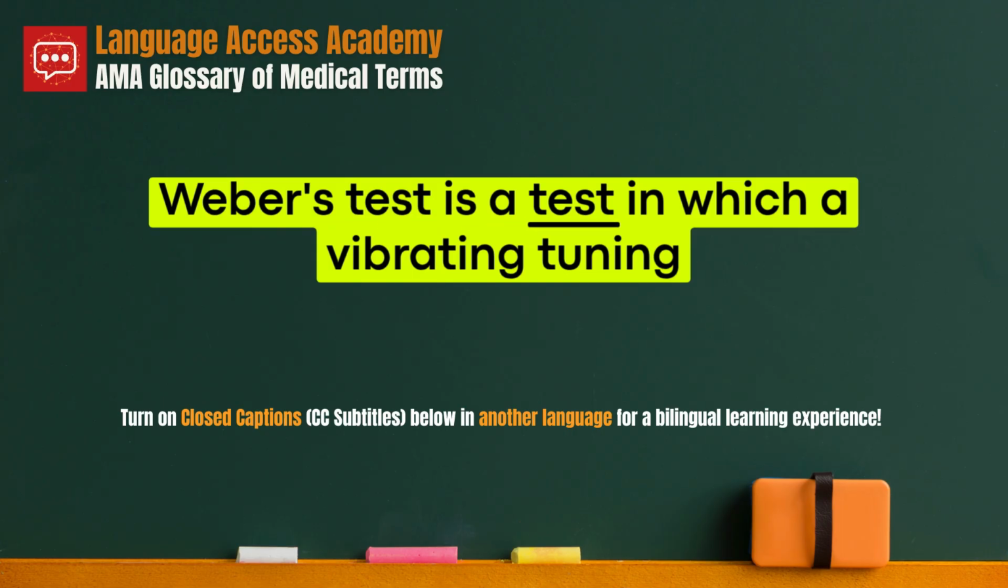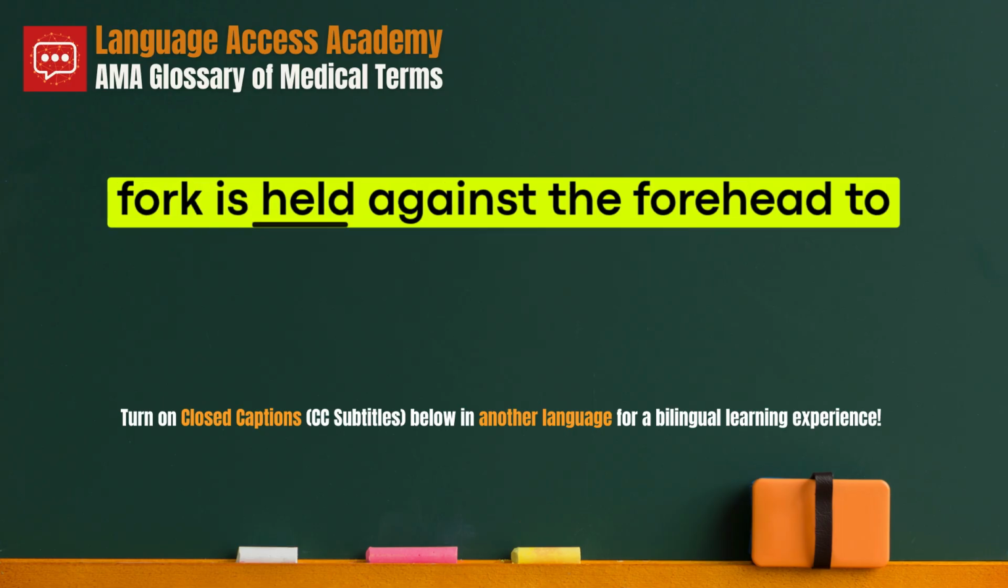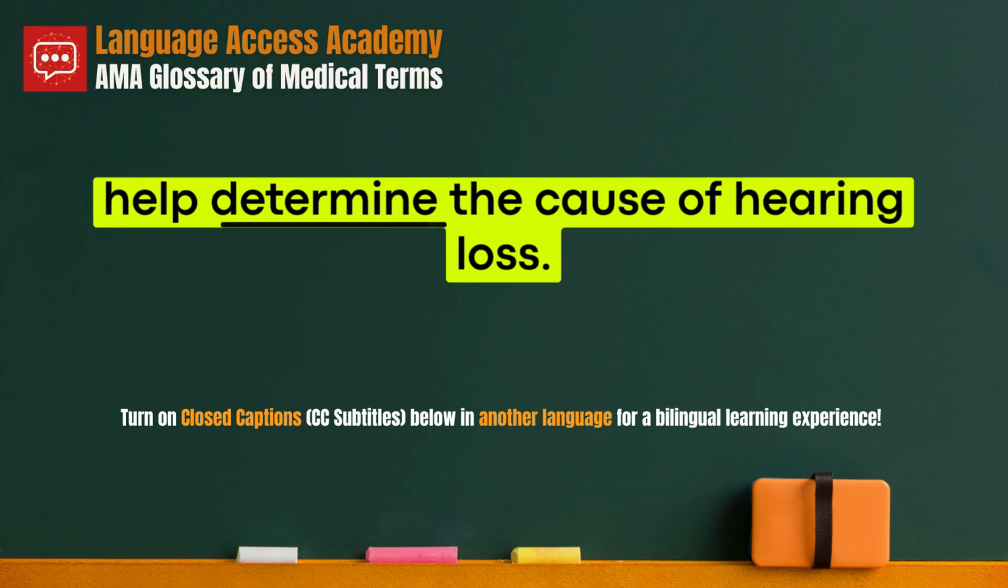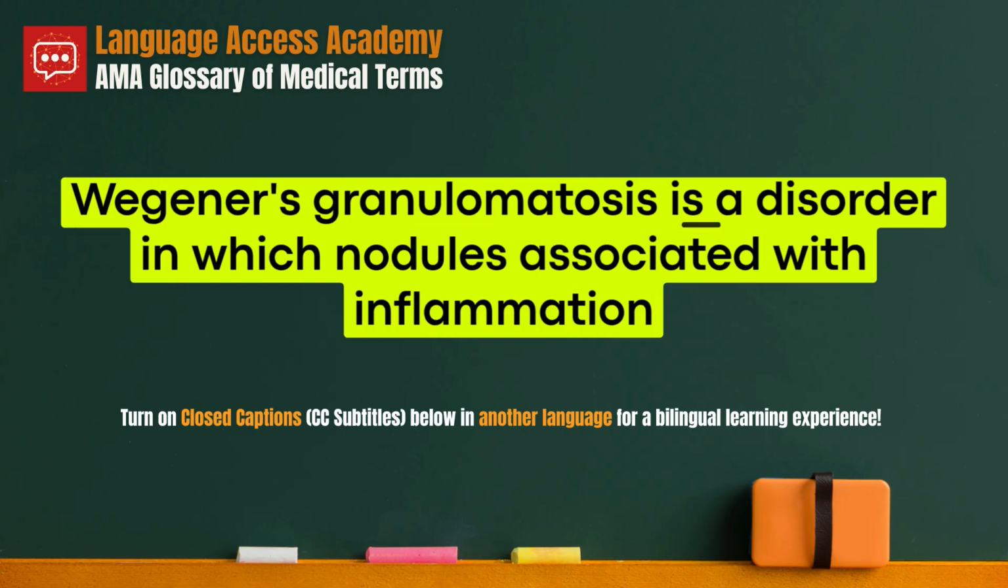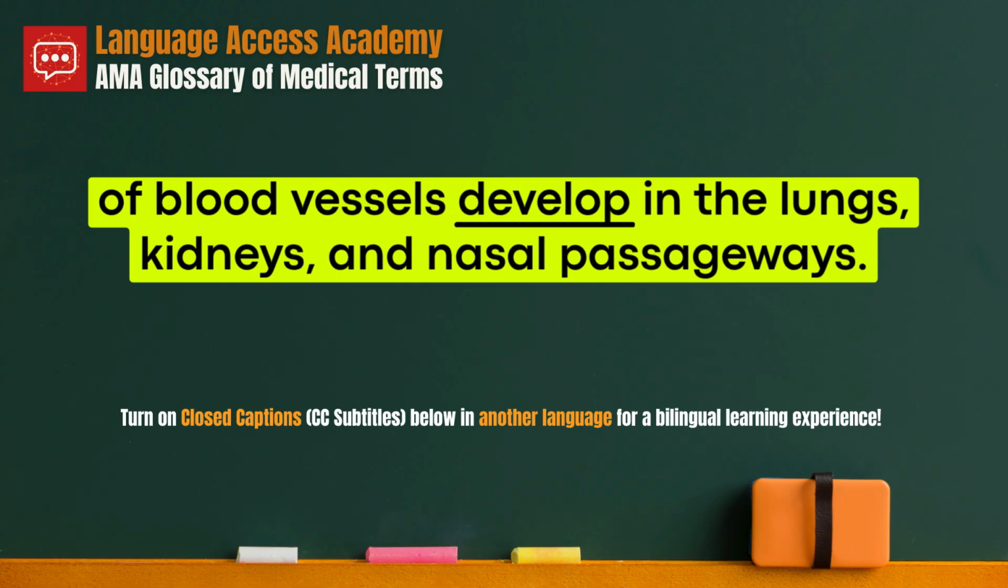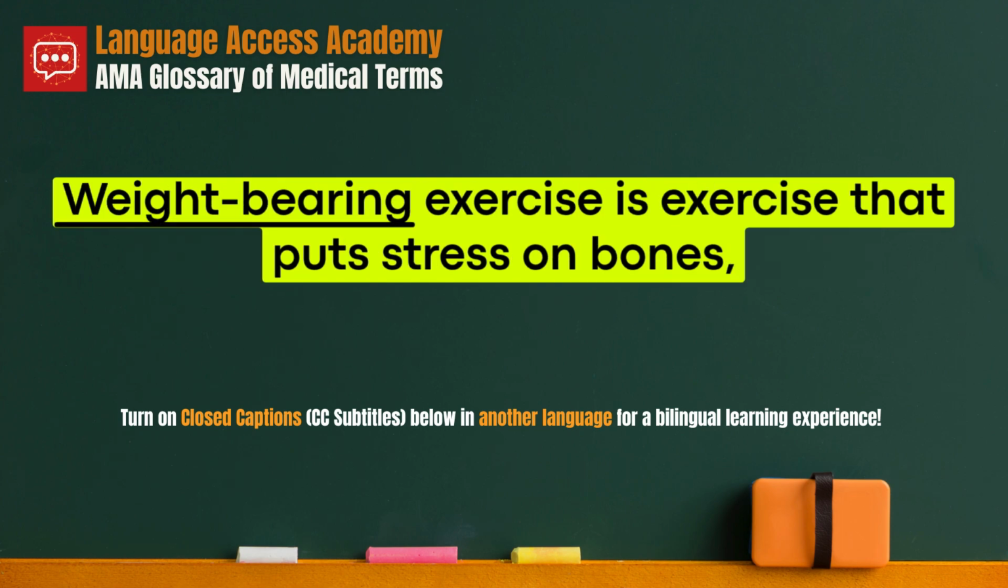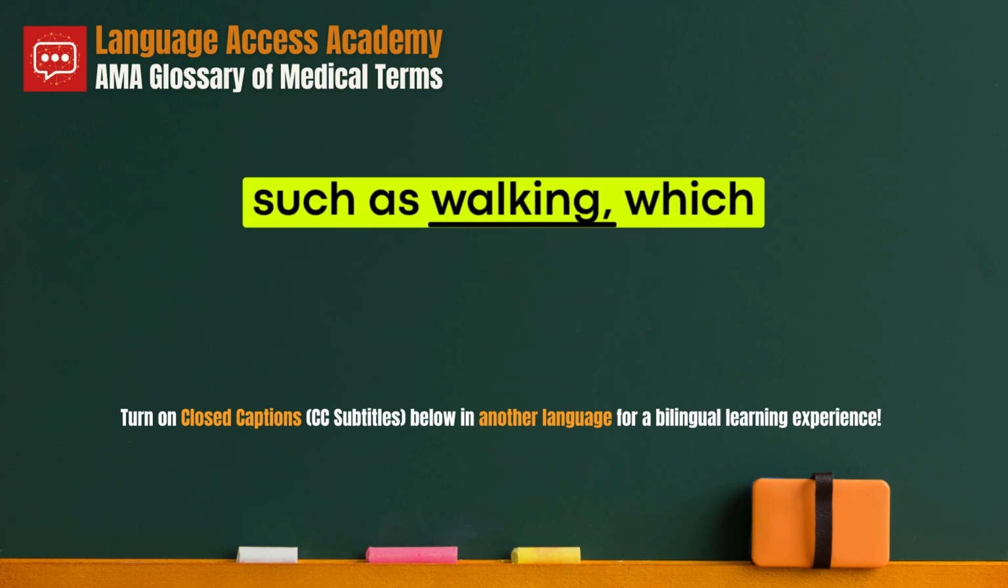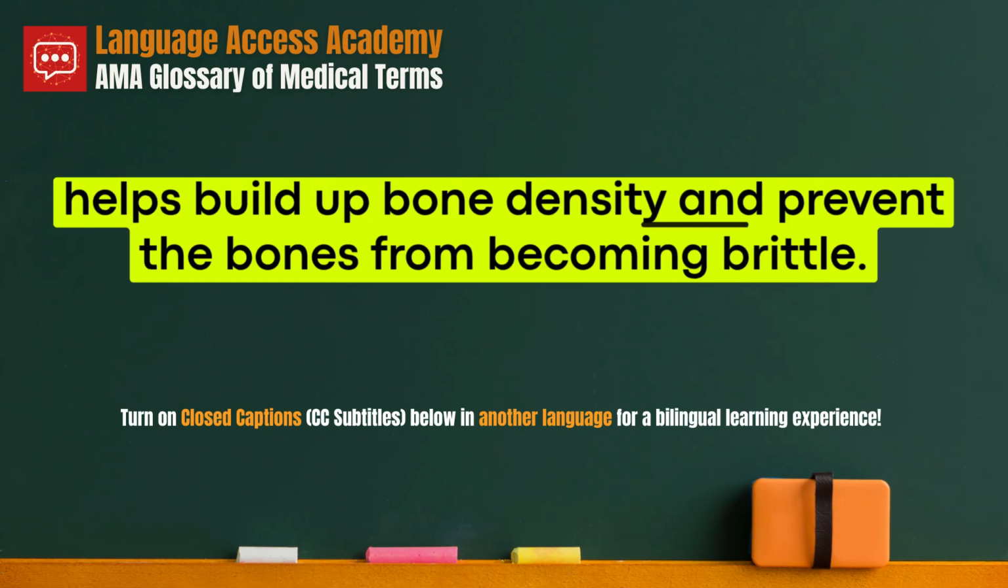Weber's test is a test in which a vibrating tuning fork is held against the forehead to help determine the cause of hearing loss. Wegener's granulomatosis is a disorder in which nodules associated with inflammation of blood vessels develop in the lungs, kidneys, and nasal passageways. Weight-bearing exercise is exercise that puts stress on bones, such as walking, which helps build up bone density and prevent the bones from becoming brittle.